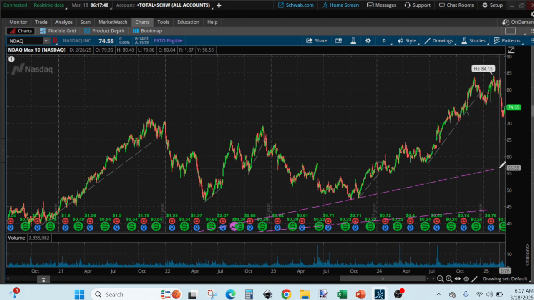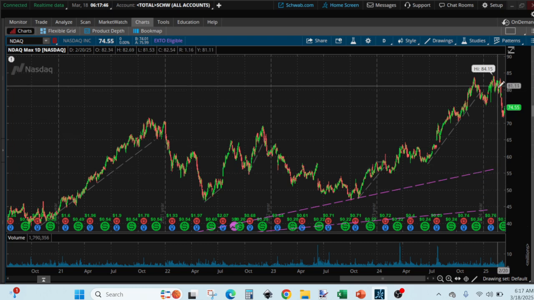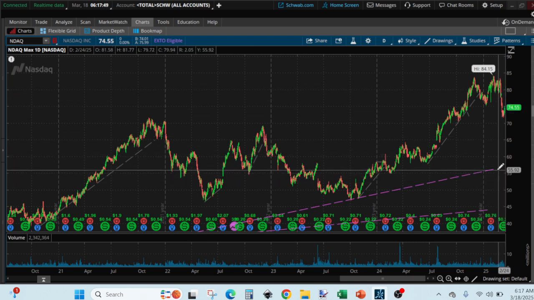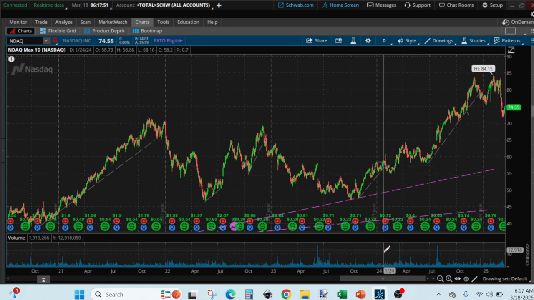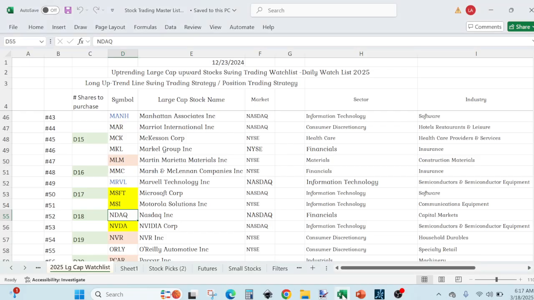So this particular stock is far from the trend line. It is not down there yet for us to buy. Therefore, we will move to the next one.